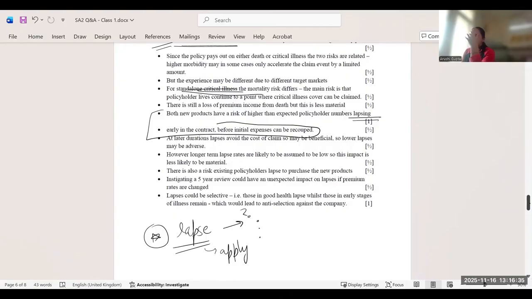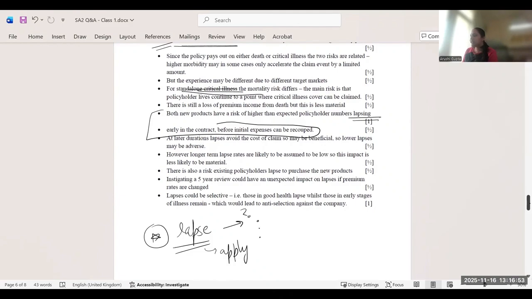Many a times later on in the product, suppose you're left with a positive reserve, you don't have to pay as much surrender value. So the company might profit from lapses. So it can go either way. And this was not new knowledge. This has been there in your SP2 times also.